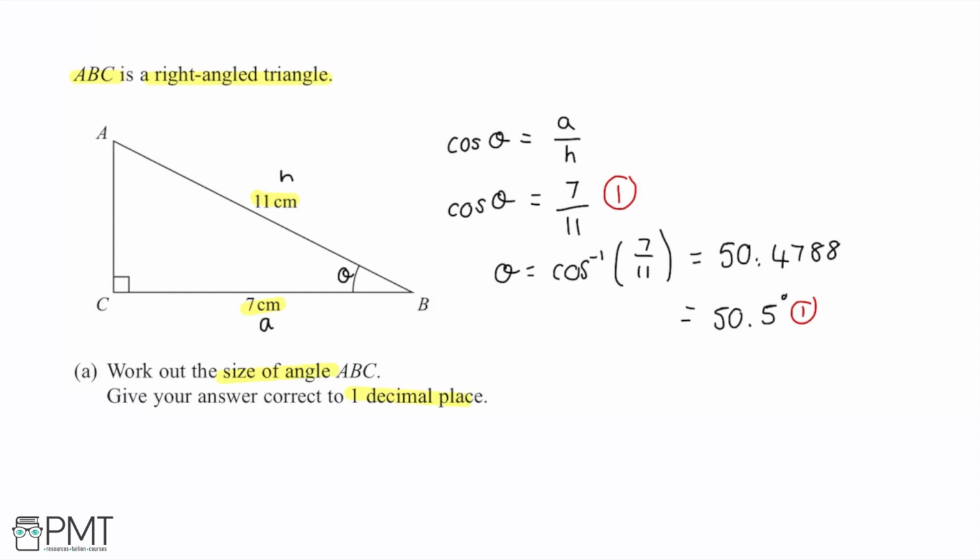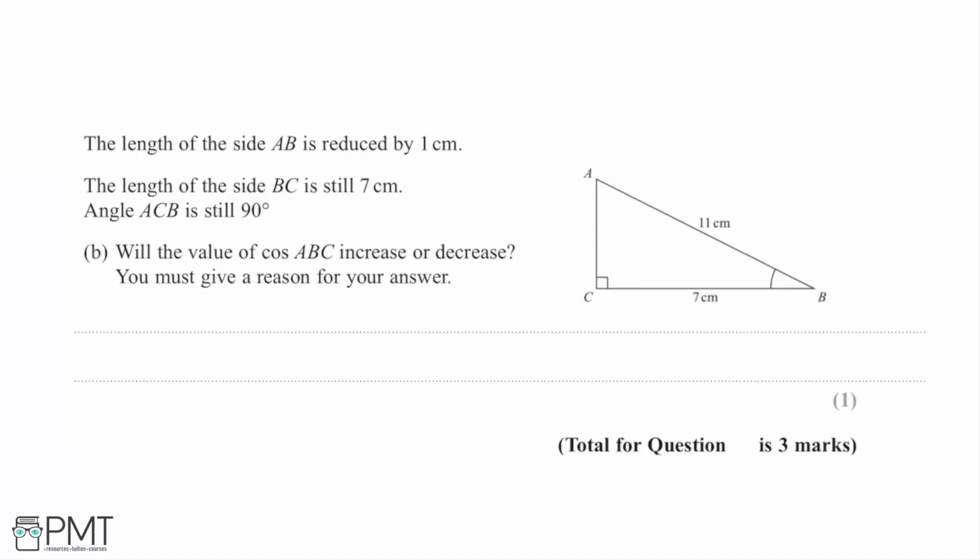Now for the second part of the question, I'm told that the length of the side AB is reduced by 1 centimetre, the length of the side BC is still 7 centimetres, and the angle ABC is still 90 degrees. And we're asked whether the value of the cos of ABC will increase or decrease, giving a reason for our answer. So if I have a look at my triangle and label up the new side, AB is the hypotenuse and that's been reduced by 1 centimetre, so 11 minus 1, this is now 10 centimetres.